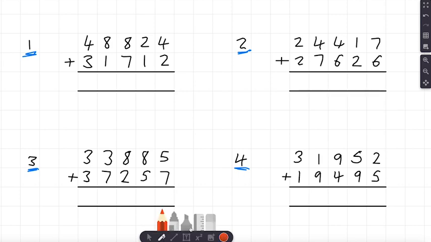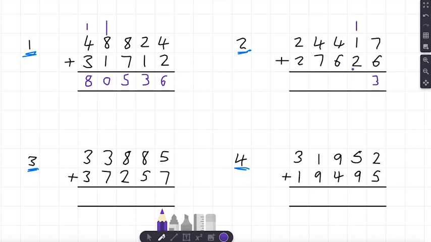Right, let's have a look at the answers to these 4. I'm going to go through them fairly quickly. So 4 and 2 is 6, 2 and 1 is 3, 8 and 5 is 15, carry this over here. 8 and 1 is going to give us 10, so there's another carry there. And 4 plus 3 is 7, plus 1 is 8, so 80,536.